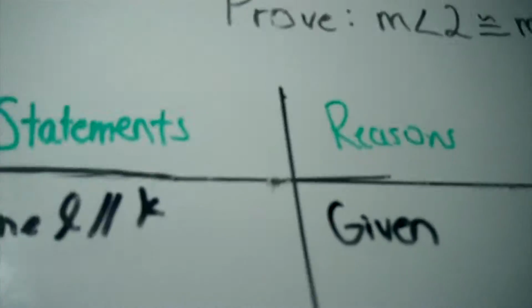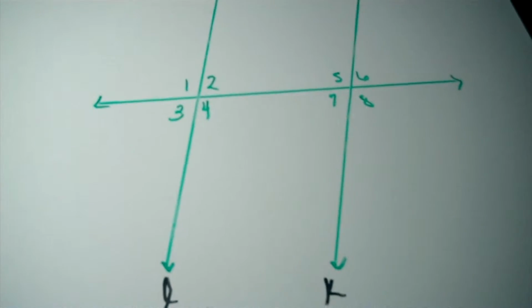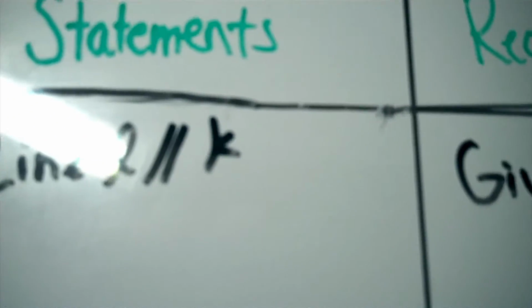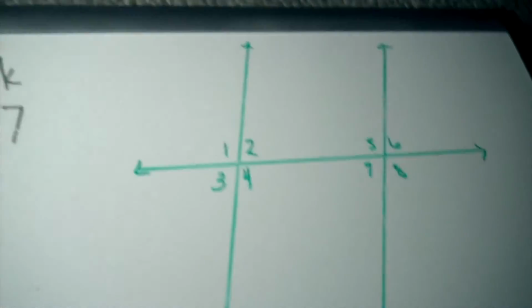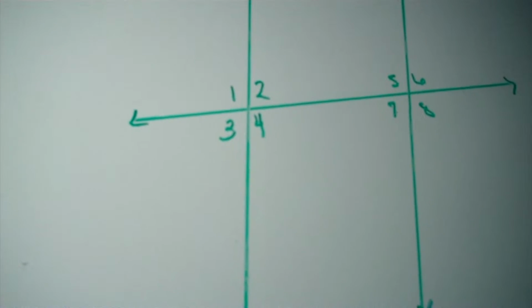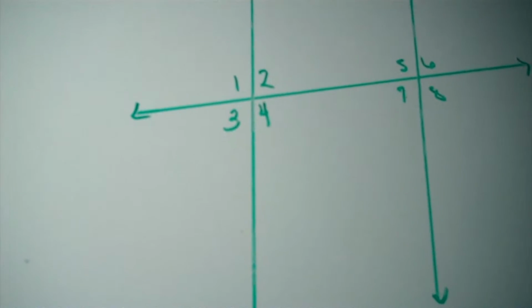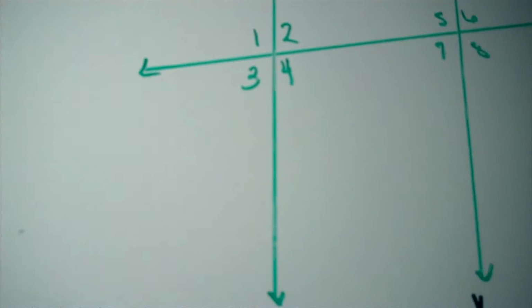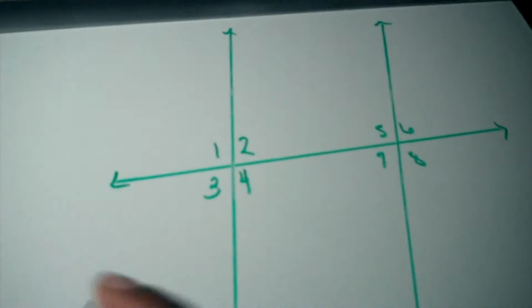Alright, so after this, we just try to find some reasons, and sometimes we use postulates to prove that line L is parallel to line K. So the first step is just obviously finding reasons. So as I look at these parallel lines cut by a transversal, I see that we should find a common thread between 2 and 7.